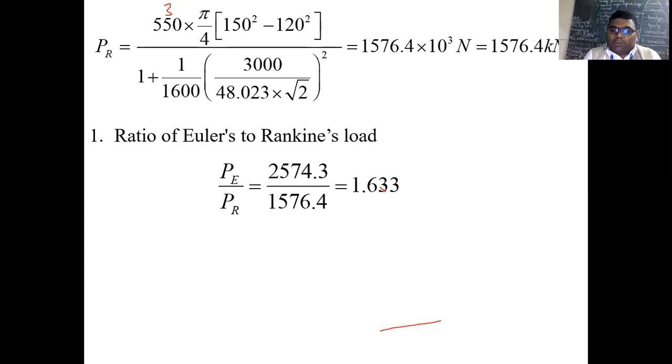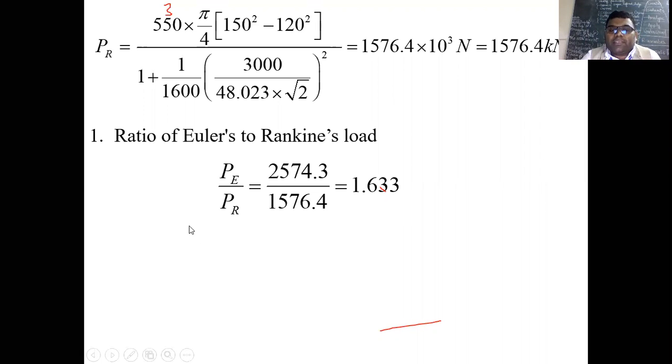And the first point in the question asks, calculate the ratio of Euler's to the Rankine load. So first you calculated the Euler crippling load, then you calculated the Rankine crippling load, and just divide both of them, so you will get the ratio amongst both. So PE upon PR is equal to 2574 upon 1576.4, so the ratio is 1.633. This is the answer which the question asked you.